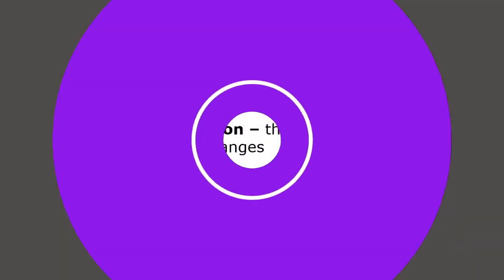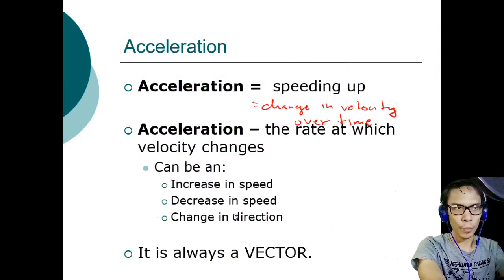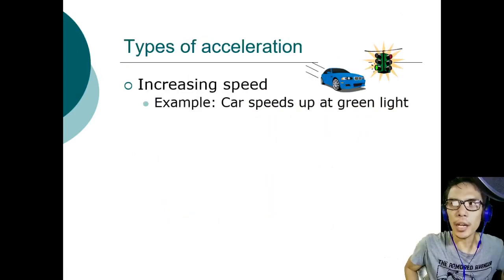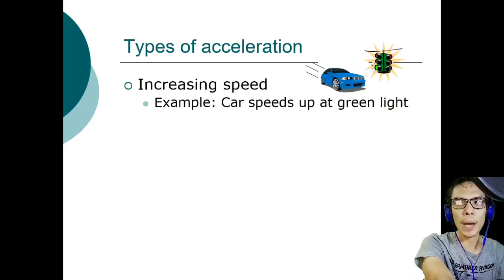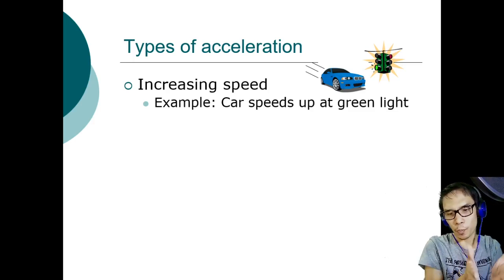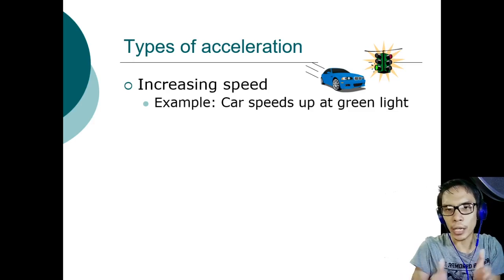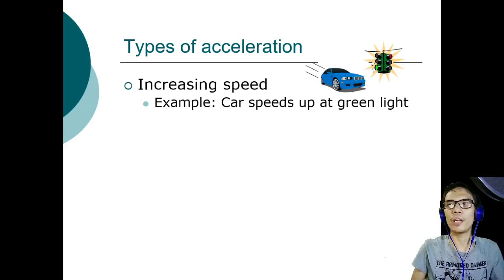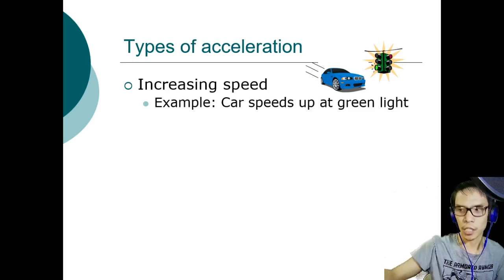So let's go back to our presentation. That is what acceleration is all about. It's always a vector. There are different types of acceleration. Number one is increasing speed. If the car speeds up at a green light, just like what you've seen on the simulation a while ago, it has a certain acceleration, and over time that speed will accumulate and the object will start speeding up. Therefore the velocity is increasing.